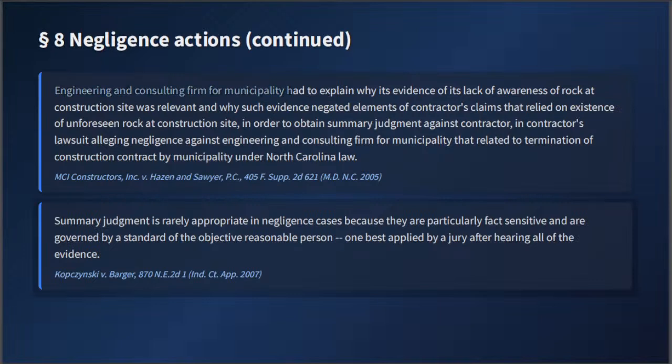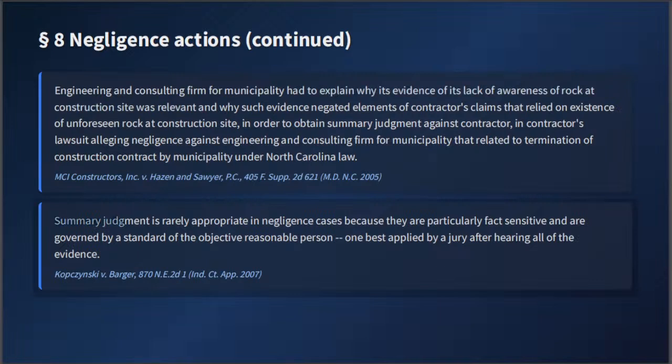Engineering and consulting firm for municipality had to explain why its evidence of its lack of awareness of rock at construction site was relevant, and why such evidence negated elements of contractors' claims that relied on existence of unforeseen rock at construction site, in order to obtain summary judgment against the contractor in contractor's lawsuit alleging negligence against the engineering consulting firms for a municipality that related to termination of construction contract by municipality under North Carolina law. What's that rock doing there? Okay, so lack of awareness. Explain why its evidence of its lack of awareness of rock was relevant.